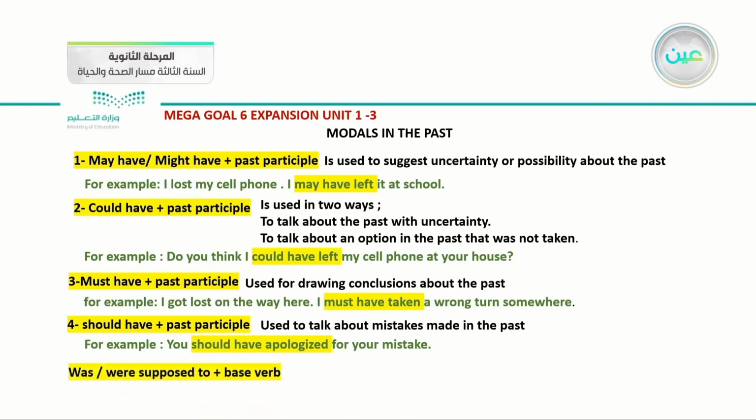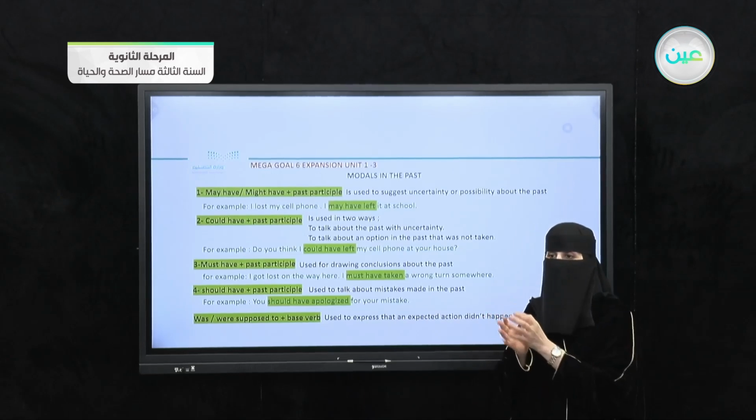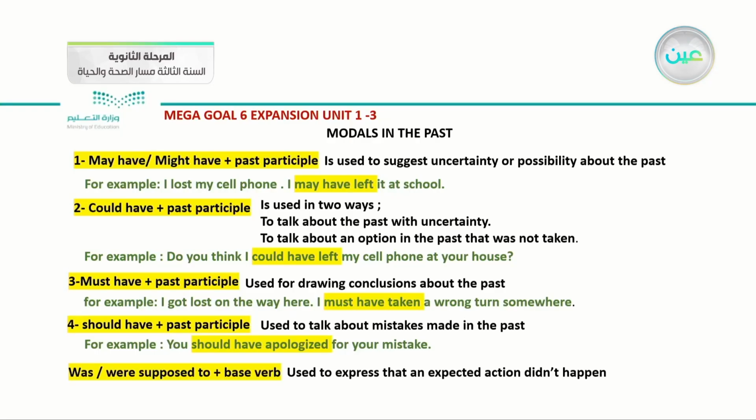Okay, the last point for our modals in the past is was or were supposed to. This is a different situation from the four before. When we want to use was or were supposed to, we should follow it with the base verb, not a past participle, the base verb. What do they mean by base verb? The base verb means the infinitive of the verb, without any addition, in the present tense. We use it to express that an expected action didn't happen. What is the use of it? When I want to express that an expected action didn't happen, this is the main thing: that this action didn't happen.